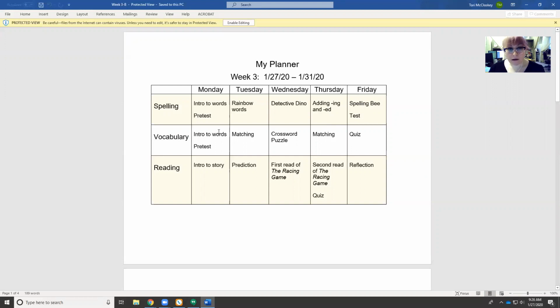For vocabulary, intro to words and a pretest. Matching, crossword puzzle, matching, quiz. Reading, intro to story, prediction. First read of the racing game. Second read of the racing game with a quiz and a reflection.